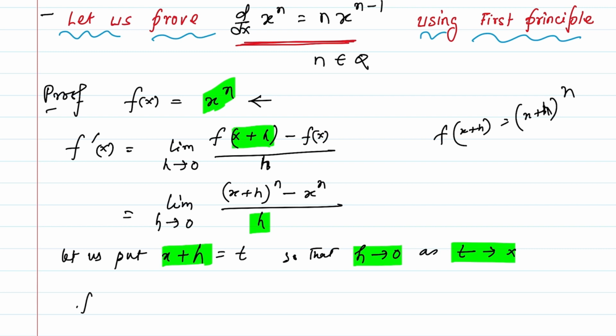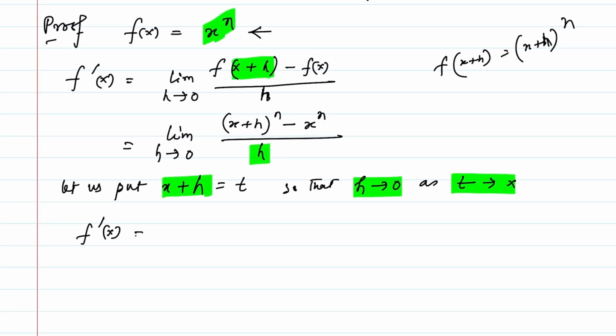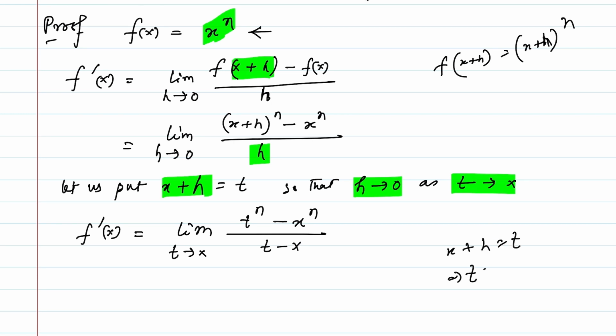Now, doing so, we will get f dash of x equal to the limit, with t tends to x instead of h tends to 0. The numerator will be t to the power n minus x to the power n, and as the denominator, instead of h we will get t minus x. As we have considered x plus h equal to t, h will be equal to t minus x. I hope you have understood this.